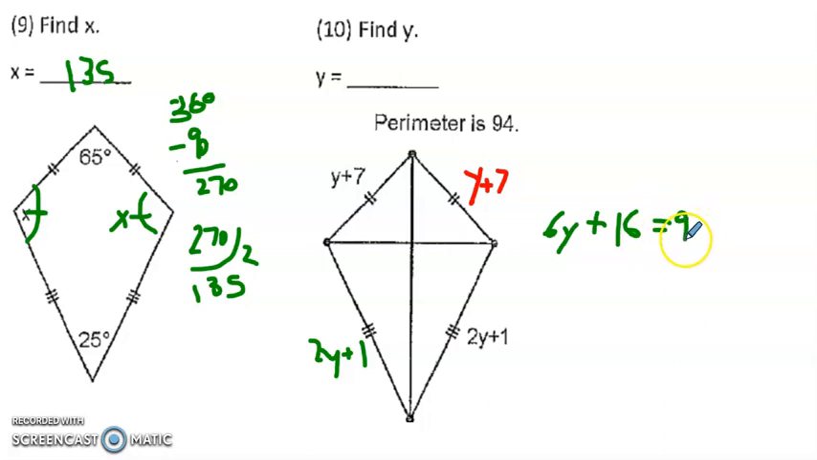And those four sides add up to 94. So if I subtract away the 16 from both sides, that's going to leave me with 78. And then if I divide by 6, y has a value of 13.